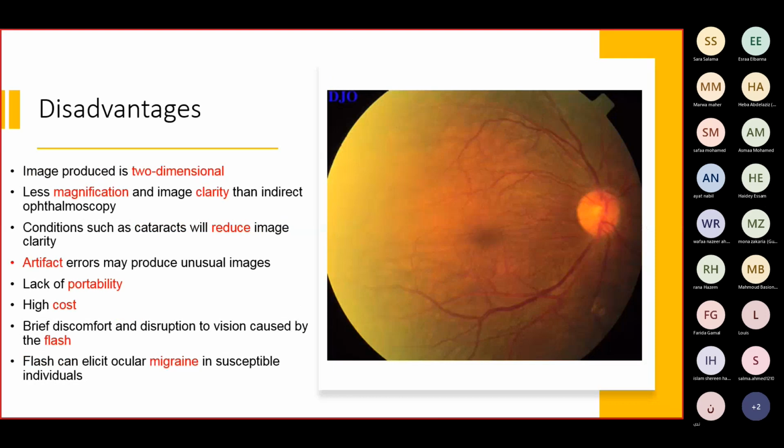The disadvantages: the image produced is two-dimensional, unless you do the stereoscopic photos. The magnification and clarity is less than with the indirect ophthalmoscope. Cataracts will reduce the image clarity. You have to correct for refractive errors. Usually they are not portable. High costs. The flash can cause migraine or discomfort for the patients.